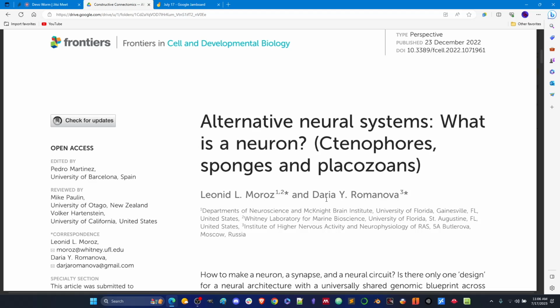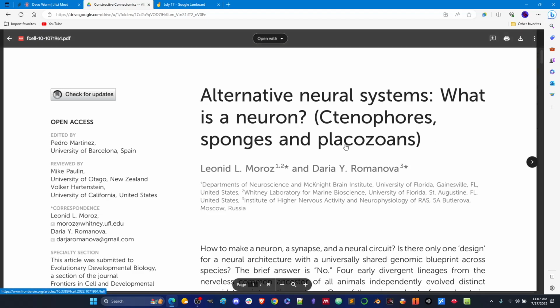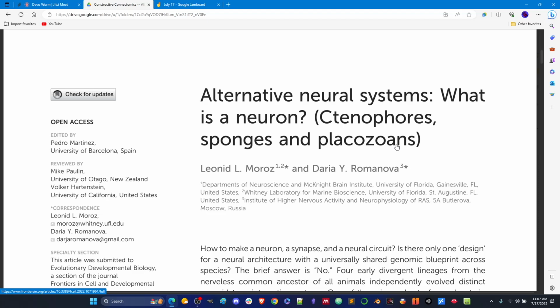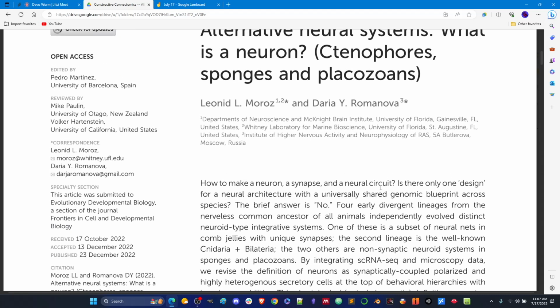But then the question is, what is a neuron and what is a nervous system? This actually goes further to say that you don't even need a connectome to produce some of these behaviors. This is an interesting paper that focuses on ctenophores, sponges, and placozoans. In these organisms, they have something called a nerve net. They also express the proteins for synapses, but they don't actually have the kind of synapses that you would find in C. elegans or in humans. So it's a different way to make a neural architecture.